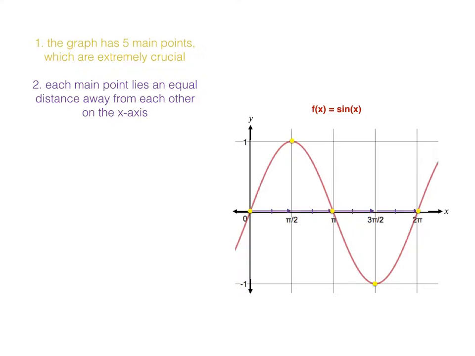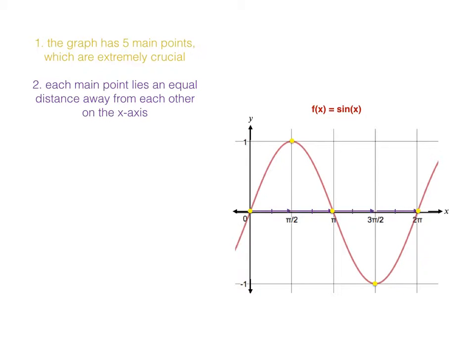What do you notice? You should have noticed two important factors of the graph f(x) = sin x. 1. The graph has 5 main points, which are extremely crucial. And 2. Each main point lies an equal distance away from each other on the x-axis. These two factors apply to any transformation of f(x) = sin x.